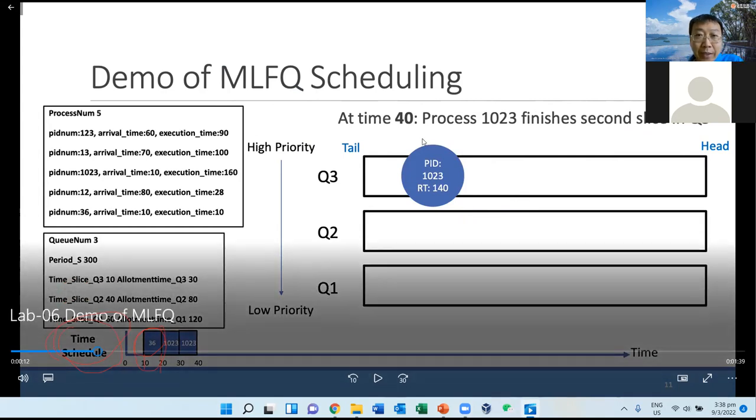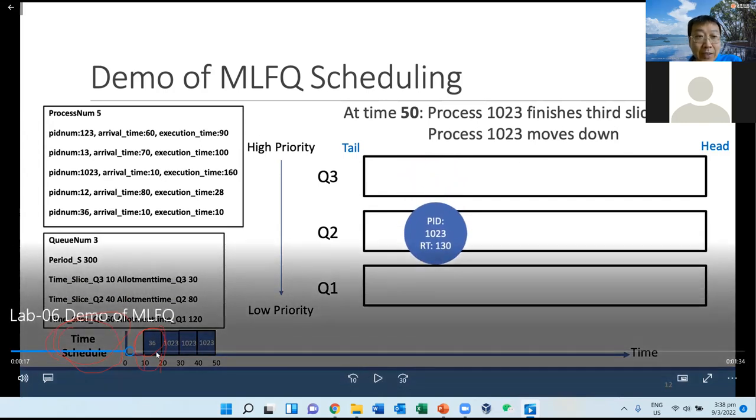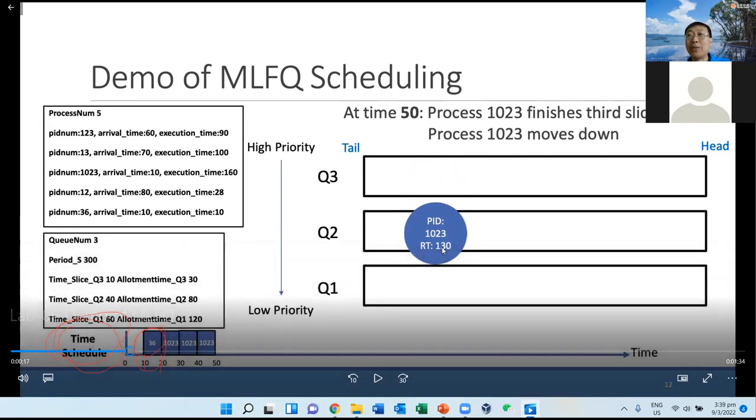You can see here, because at this moment we only have this job, we schedule it the first time, the second time, and then the third time. After three times, we have already used up the time allotment. Time allotment is 30. So we move this process down onto Q2, because no matter what, if you use up your time allotment, we have to lower the priority of this process. That's our rule.